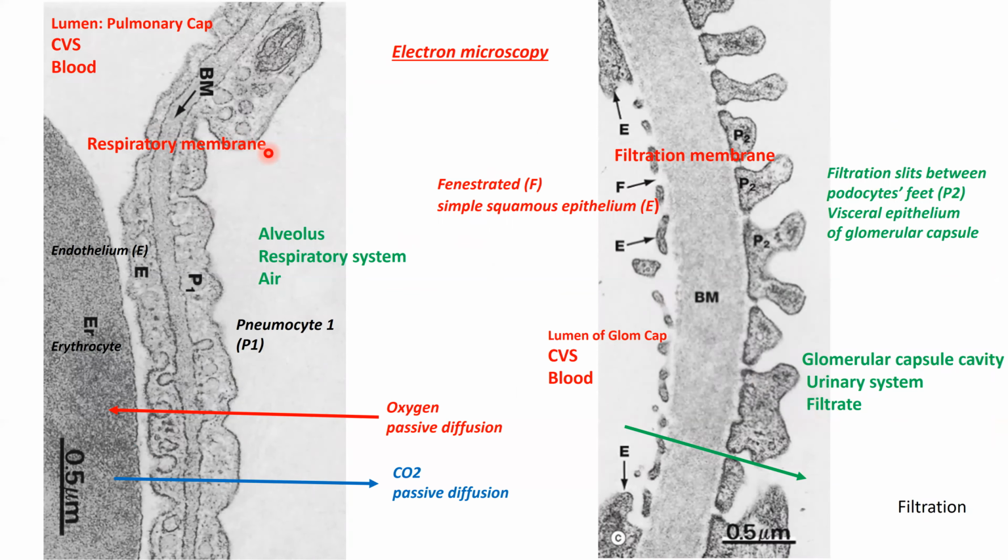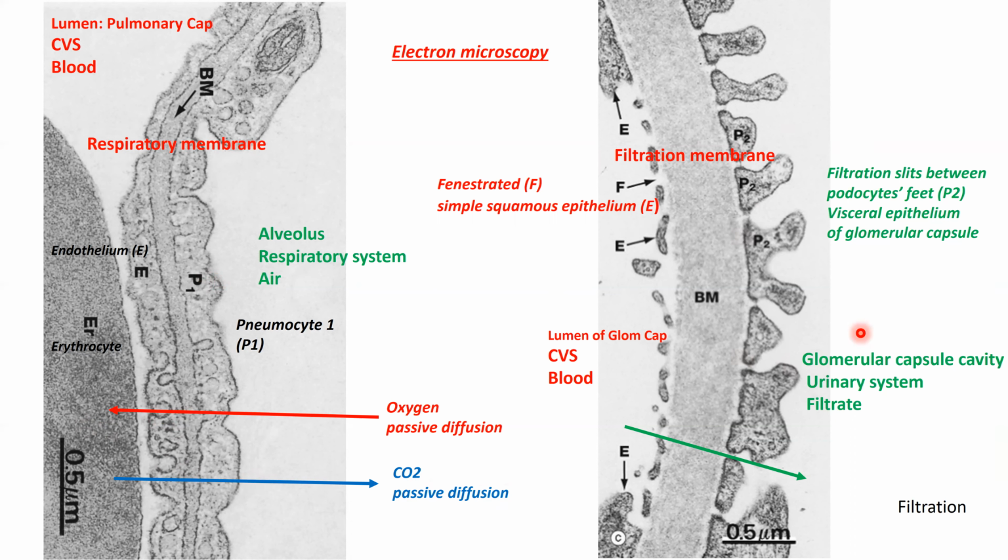This is the respiratory membrane barrier. This is the filtration membrane barrier. Barrier between what? You remember, this is in the lungs, at the alveolus, the blood and the air. Here is the blood and the urine. Epithelium 1, fused basement membrane, epithelium 2. So these are the three layers of the respiratory membrane: endothelium, fused basement membrane, pneumocyte 1, where the oxygen and the CO2 can go across.